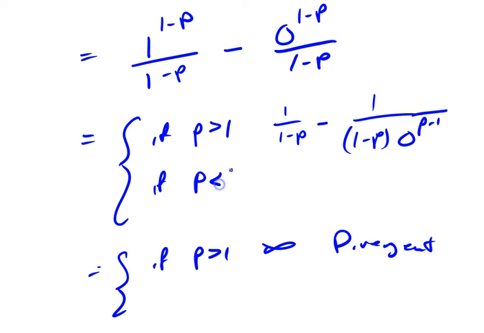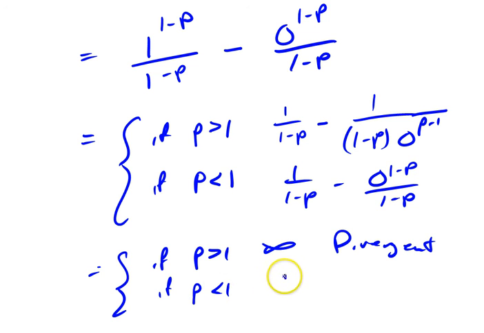If p is less than 1, then I'm looking at this 1 minus p. If p is less than 1, 1 minus p is a positive number, so you got the 0 in the numerator, and that's a good thing. 0 to a positive power is 0, and all I get is that. So if p is less than 1, then this is just equal to 1 over 1 minus p. We also saw that if p is equal to 1, it diverges, so let's put that right there.